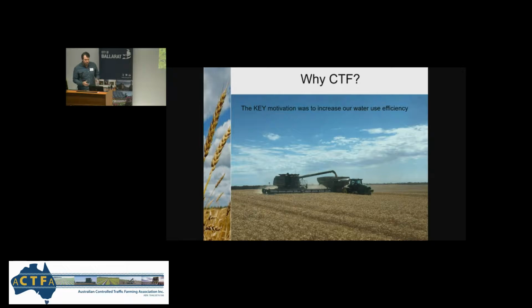Residue was a key driver for us back then, and then we rolled into a CTF system without having to spend a lot. We bought a new header with a 40-foot front, so we were able to just make our own on-farm implementations.